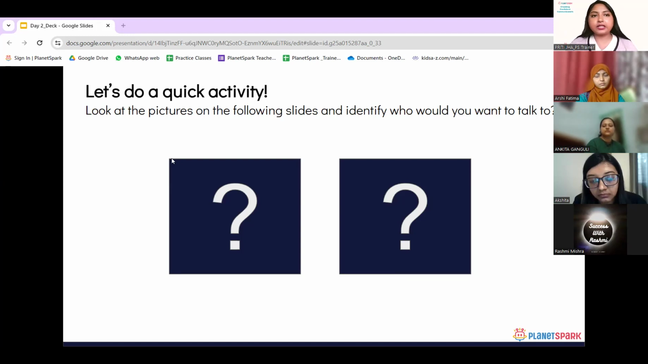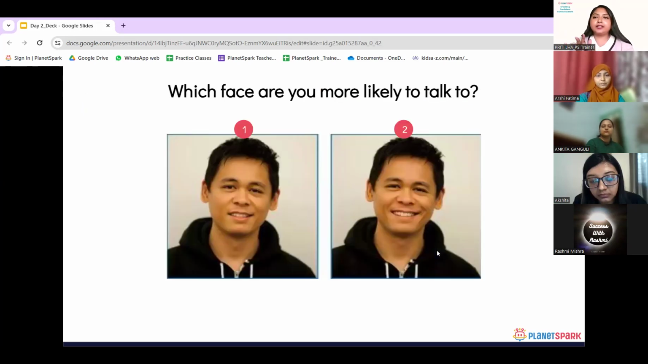So this is the basic difference. Ethos means to build trust, and logos is to prove your point. Okay. Now, let's discuss. Which face are you more likely to talk to, 1 or 2?